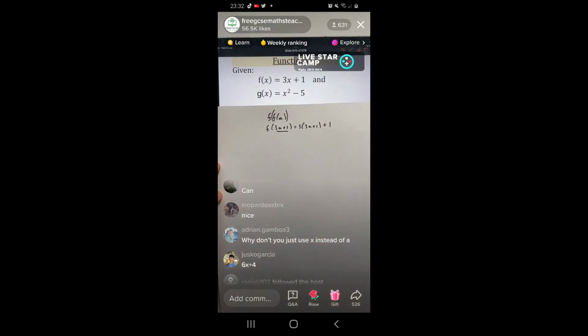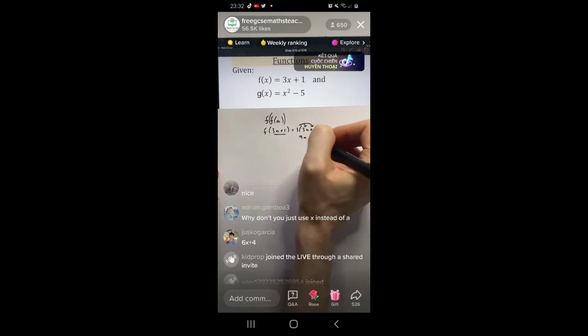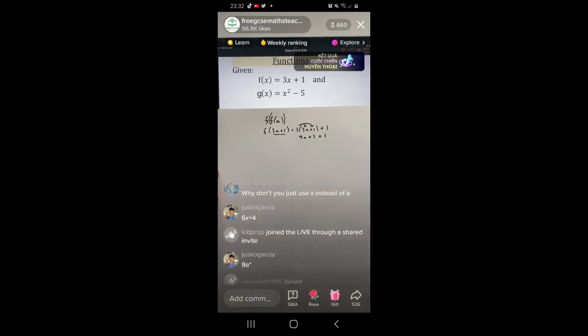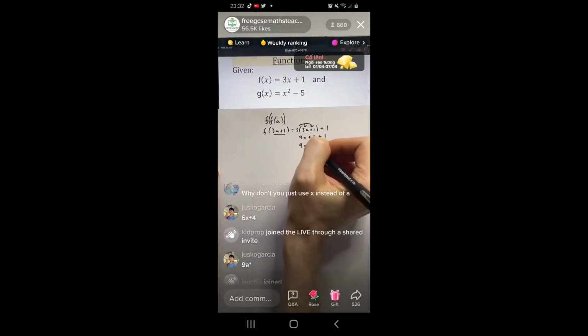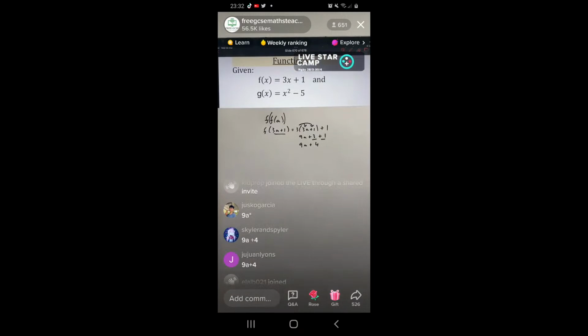I'm now going to expand my bracket. 3 times 3a gives us 9a, and 3 times 1 gives us 3, and you still got plus 1. Collect like terms, I get 9a, 3 add 1 gives us 4. Yep, so that's perfect. See a lot of answers.